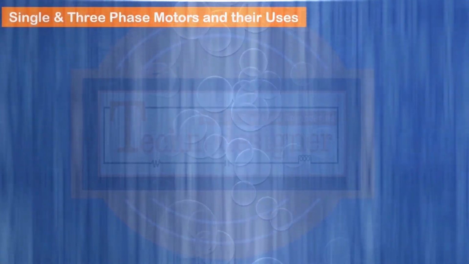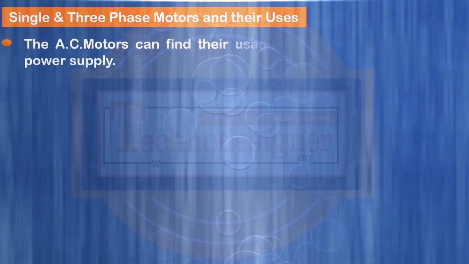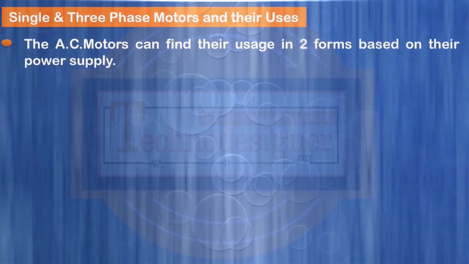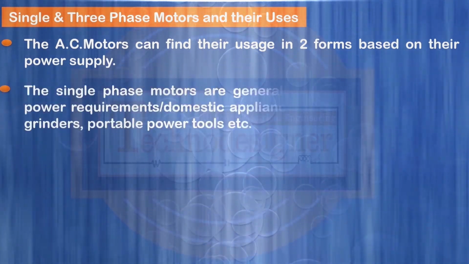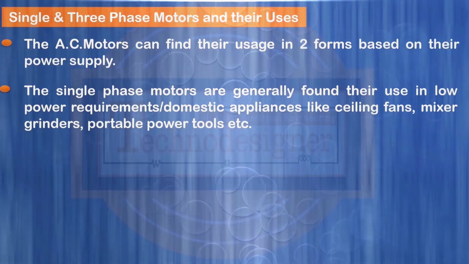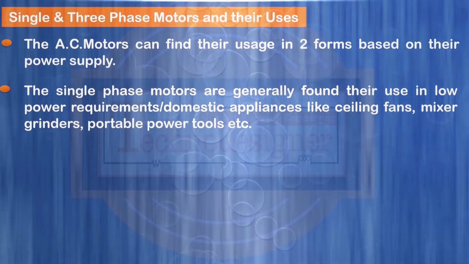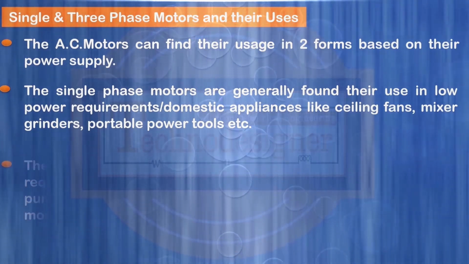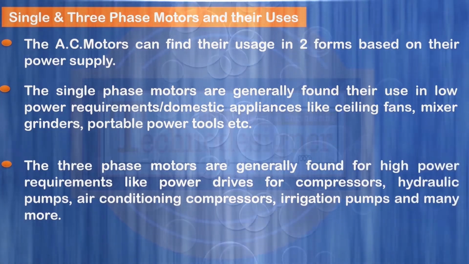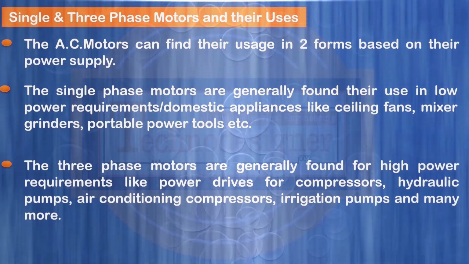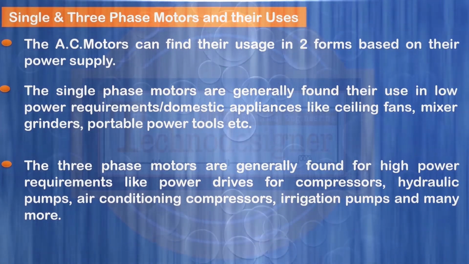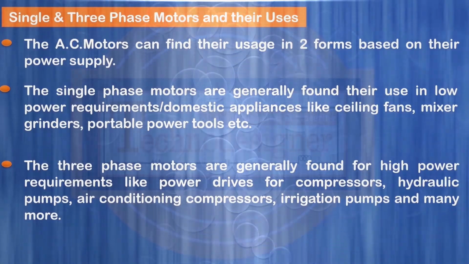Now we are discussing single and three phase motors and their uses. The AC motors can find their uses in two forms based on the power supply. The single phase motors are generally used in low power requirement appliances like ceiling fans, mixers, grinders, portable power tools. The three phase motors are generally used for high power requirements like power drives for compressors, hydraulic pumps, air conditioning, compressors, irrigation pumps, and many more.